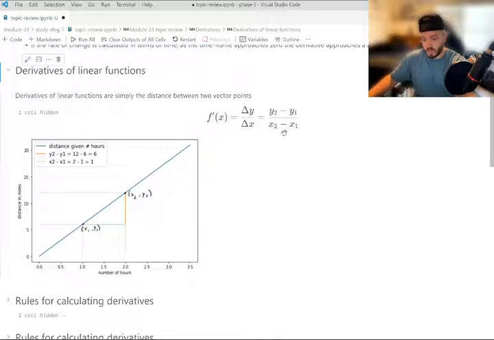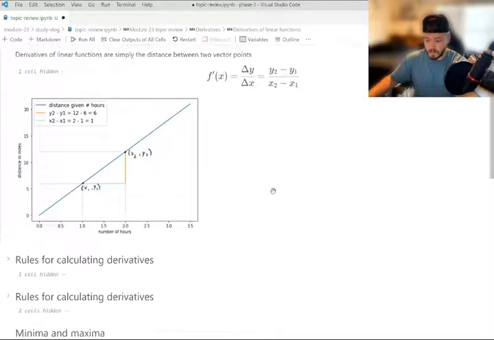We have y2 minus y1 over x2 minus x1. That might sound familiar if you took any math at all in high school. And so you can see here we have these 2 points on this graph. We have our point 1 and point 2, so we have x1 and y1, x2 and y2. And to get the derivative of this function, we just take the difference between these two vector points basically. And if you watched the last video, you'll know that a set of numbers is a vector, so that's why we can call these vector points.